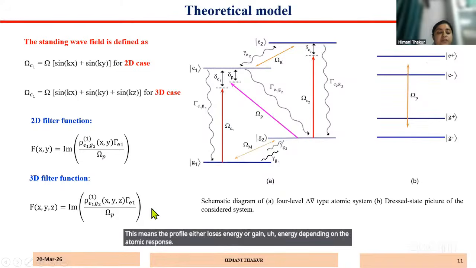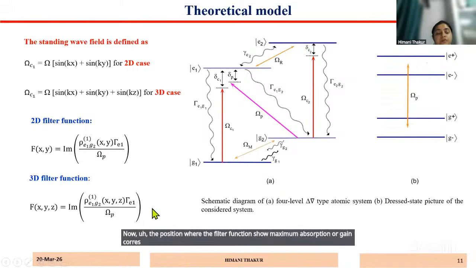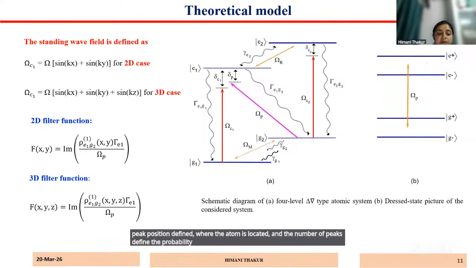Now, the position where the filter function shows maximum absorption or gain corresponds to the most probable location of atoms. Peak position defines where the atom is located, and the number of peaks defines the probability of finding the atom. Width of peak defines the precision of localization.